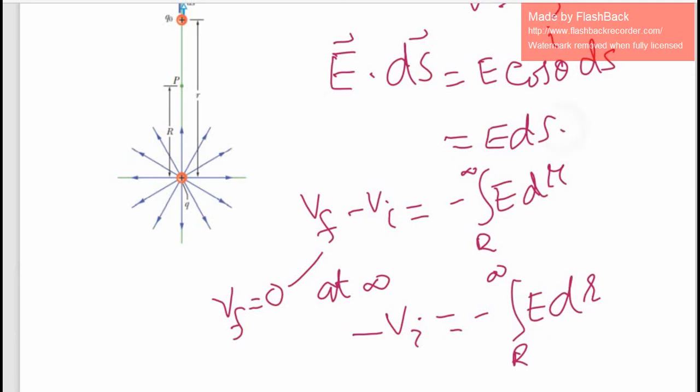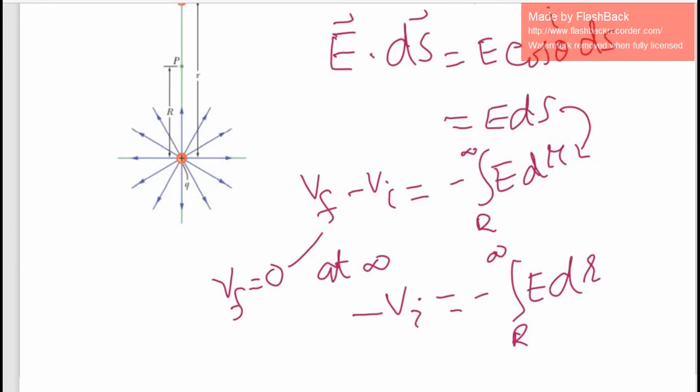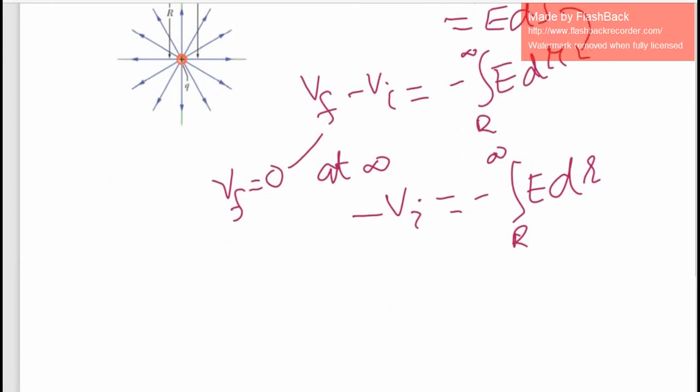Why did I change ds to dr? Because the path is radial, and so we can write dr instead of ds. ठीक है, रेडियल पाथ है तो हमारी कैलकुलेशन में इजी हो जाएगा.